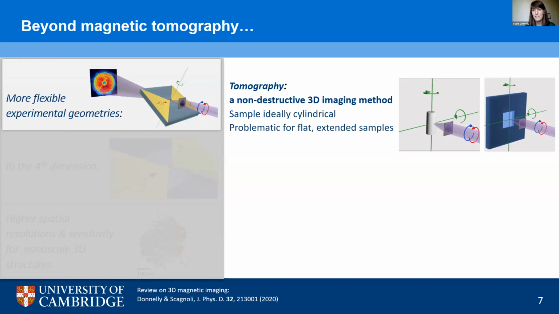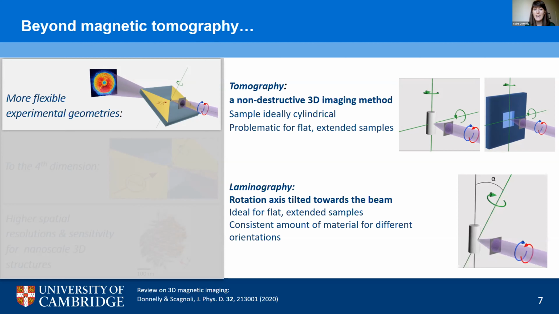Now, an alternative geometry that allows us to circumvent these limitations is laminography, where instead of, in tomography, the rotation axis being perpendicular to the X-ray beam, in laminography we actually tilt it towards the X-ray beam, allowing us to image flat extended samples without these absorption problems.